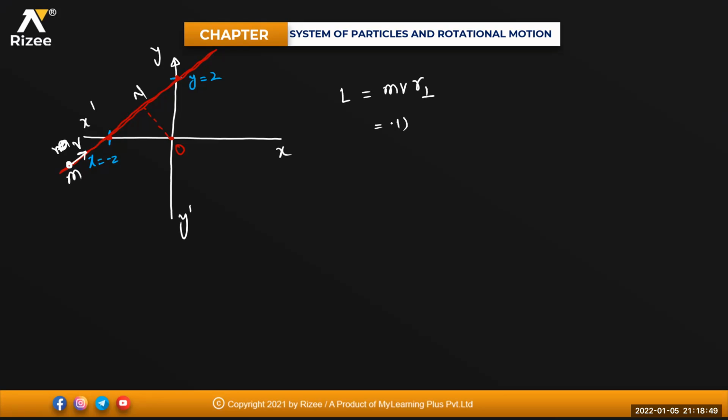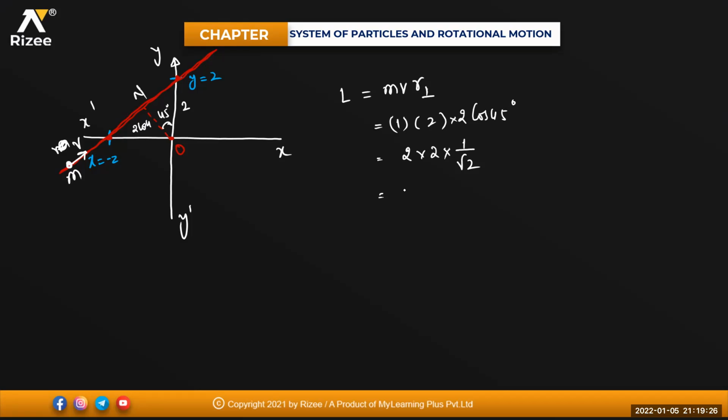Mass is given as 1. Velocity is given as 2. What will be the perpendicular distance? Theta is exactly 45 degrees, because this one is 2 and this one is also 2. So theta is 45 degrees. If I take this as 45 degrees, this one is 2. That means this will be 2 into cos 45. So it is 2 into cos 45, which is equal to 2 into 1 by root 2.